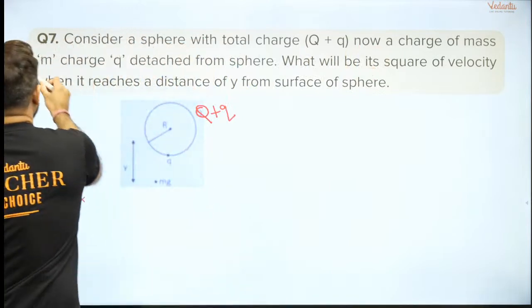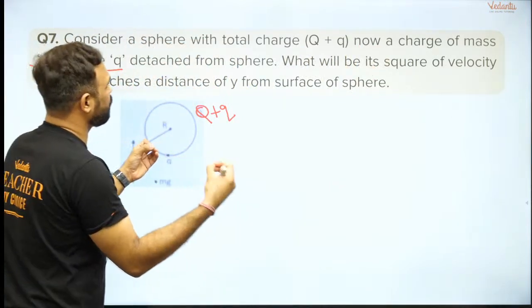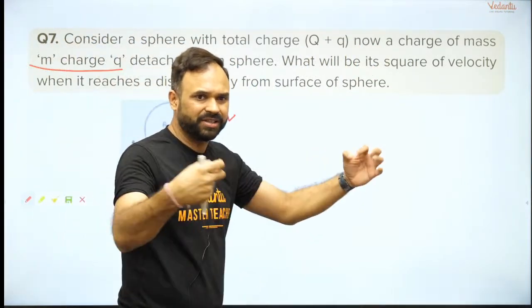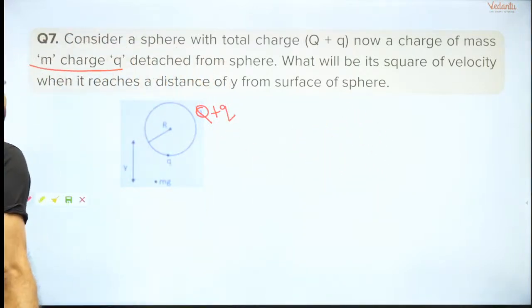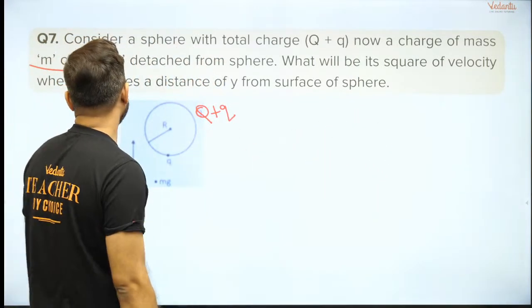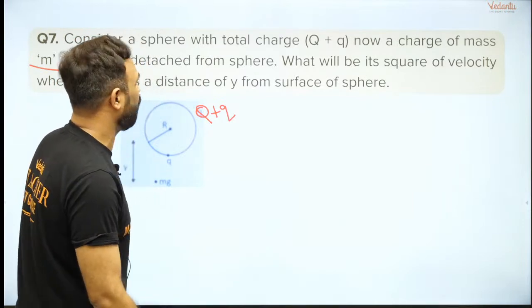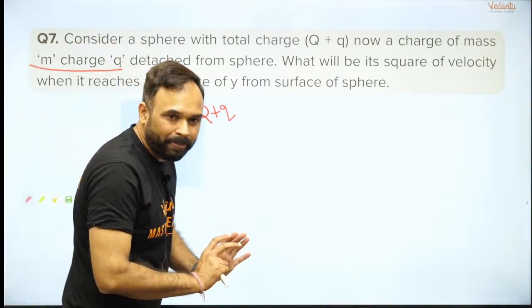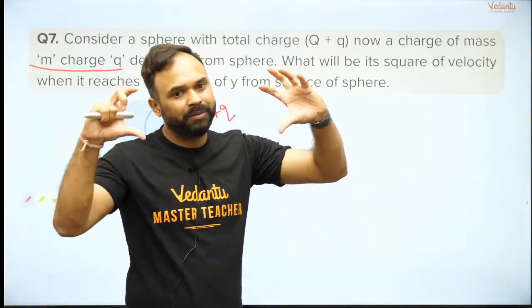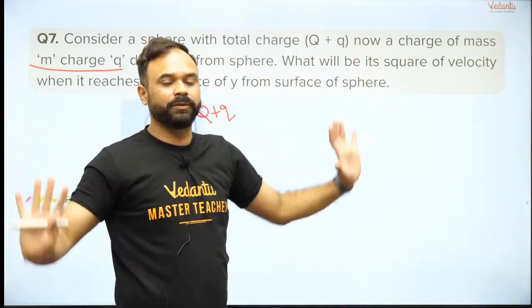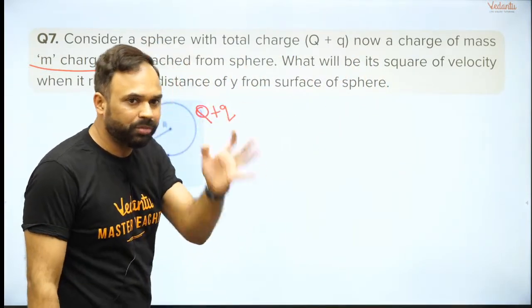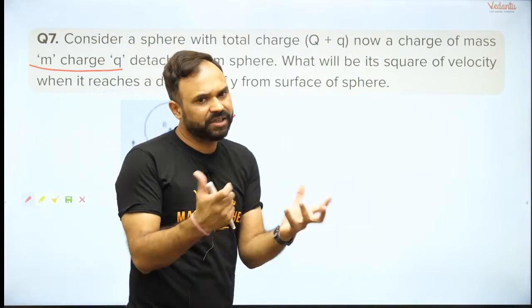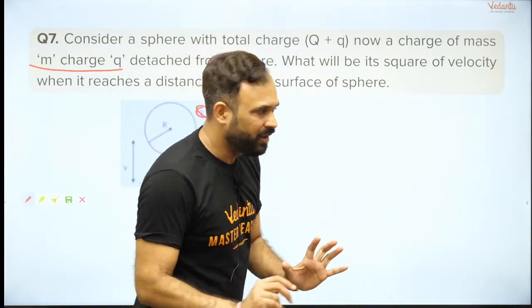This says there is a sphere. It has got a total charge. This sphere has got a total charge of capital Q plus small q. And somehow a charge small q having a mass small m gets detached from the sphere. The problem is, what will be the square of its velocity when it reaches a distance of y from the surface of the sphere?